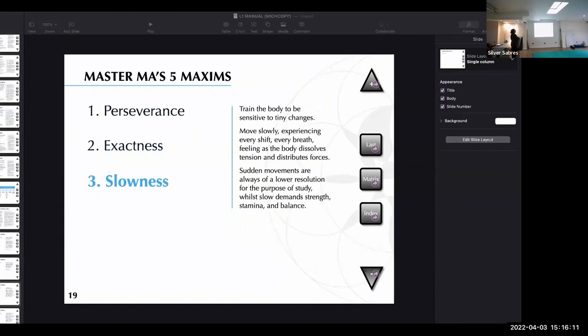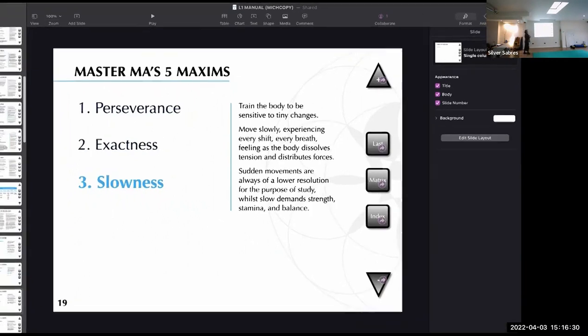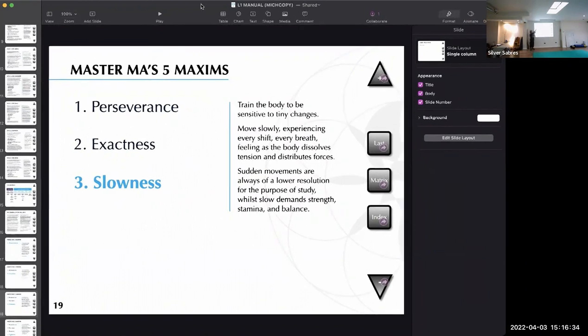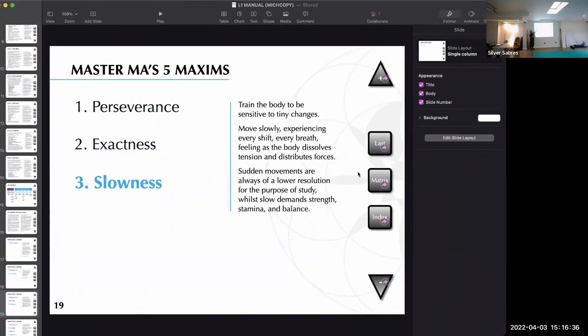Sudden movements are always of a lower resolution for the purpose of study, whilst slow demands strength, stamina, and balance. Anyone can do something roughly right quickly. If you're not slow, how can you be exact?